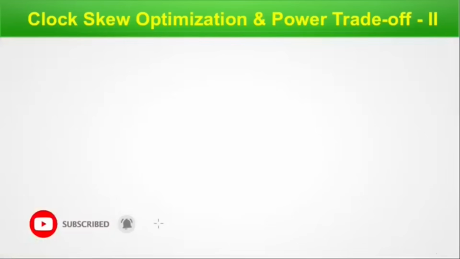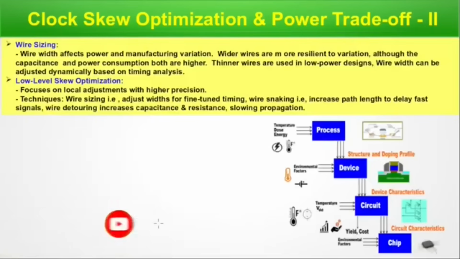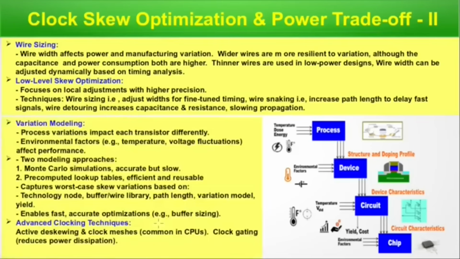So now, clock skew optimization and power trade-off. This is the second slide. This is a diagram. We have already used it in the variability episode. Here process level, device level, circuit level, and chip level variability factors are mentioned.